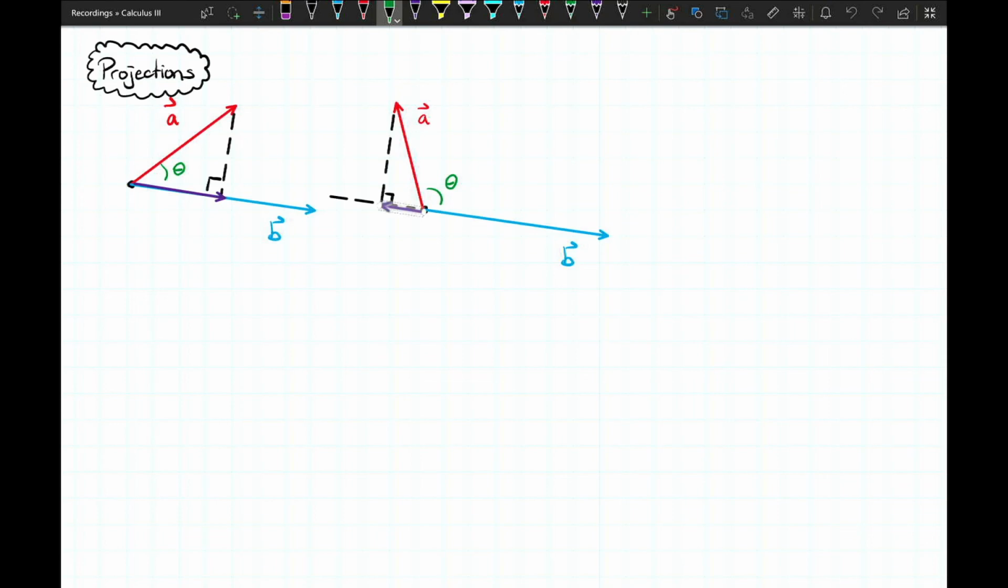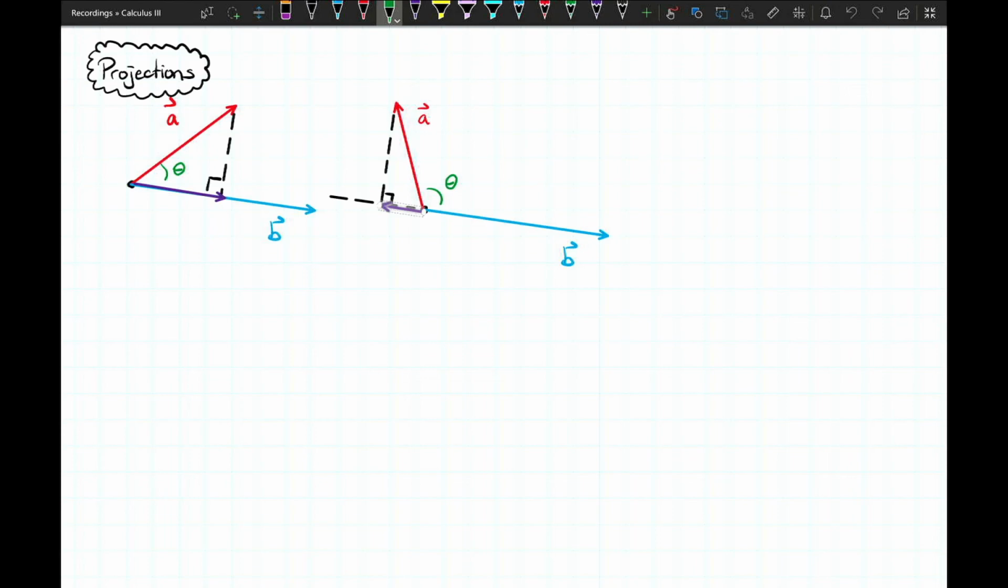So this purple arrow is going to be pointing in the opposite direction of b. You can think about it almost as if we have the sun here and it's casting a shadow directly onto the blue vector. It's casting a shadow underneath the vector a. So it's always going to have a length that'll be less than or equal to a.